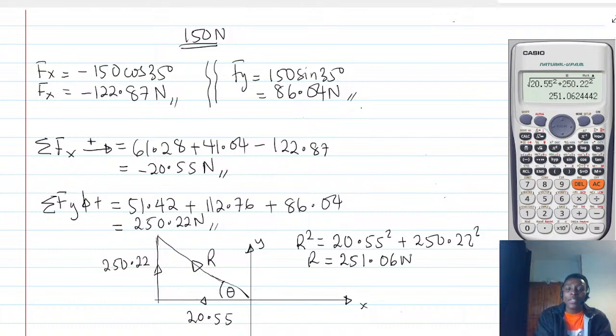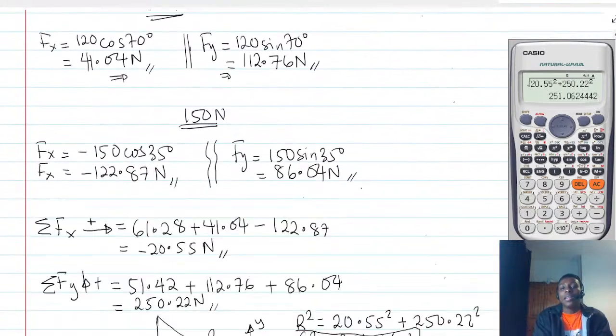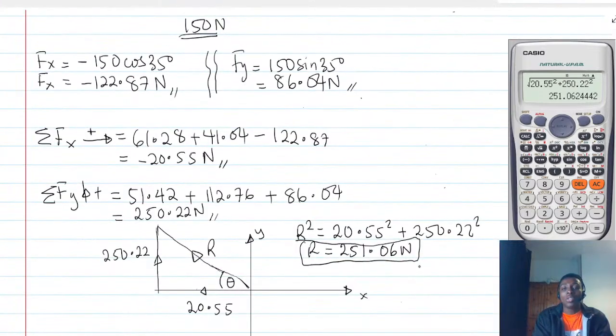251.06 newtons. As a matter of fact, what this means is that we can represent the whole of these three forces with just a single force, whose magnitude is equivalent to all of the three forces. Essentially, that is what it means. And that is 251.06, the magnitude.